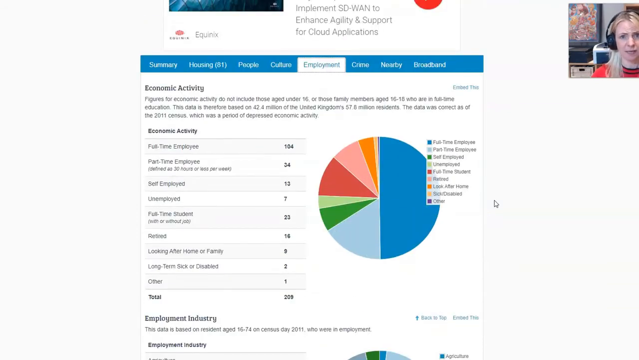So that gives me satisfaction to think that actually a lot of people in this area are employed, they are working, and it looks like they're in fairly steady, manual jobs.